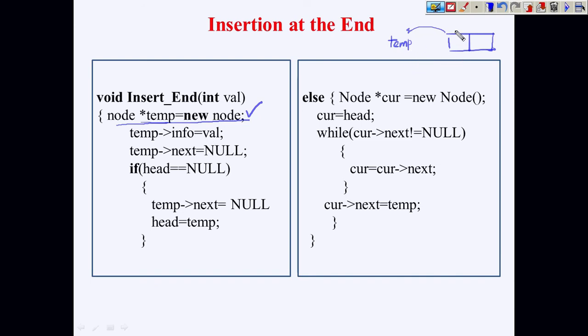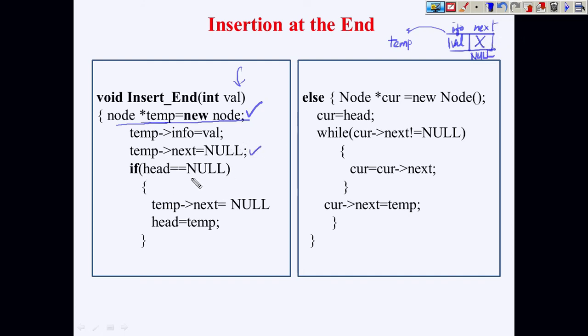So this is your information field, this is your next field. In the information field you write the value. What is this value? The value which you have passed, which you want to store. Temp of next is equal to null, because we are very sure that this node is going to be the last node. That means it will not contain the address of any other node. Being the last node, we will write null here. So this is already done.